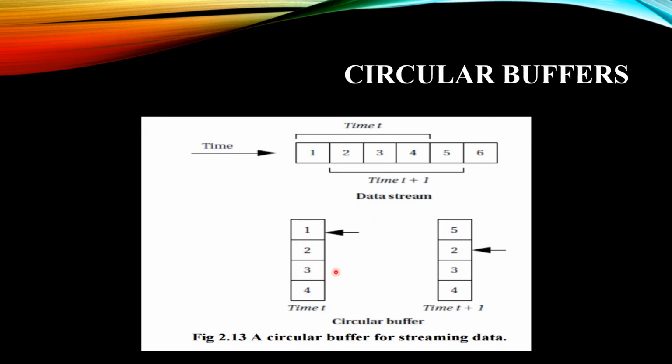So at each point in time, the algorithm needs a subset of the data stream that forms a window into the stream. So at time t, we are going to process the data 1 to 4. So here the data will be placed. At time t plus 1 second, we are going to process 2 to 5. So here we want to neglect the data 1. So instead of deleting it, we are going to overwrite data 5 in the place of 1. So the circular buffer will overwrite the data in the position of 1.